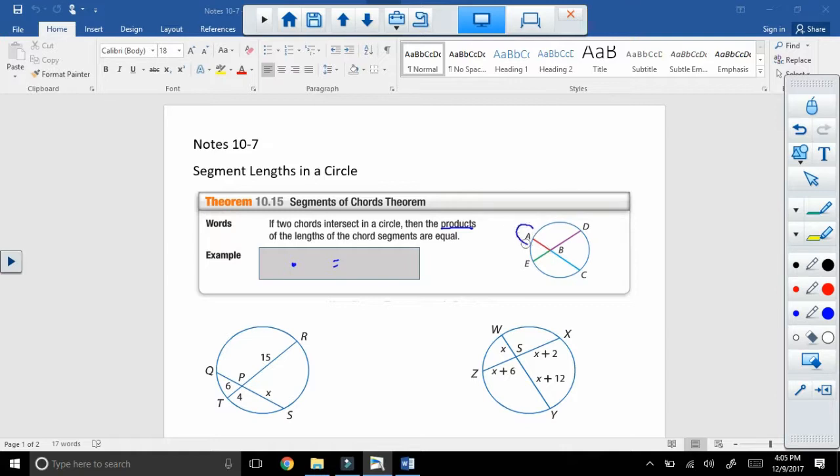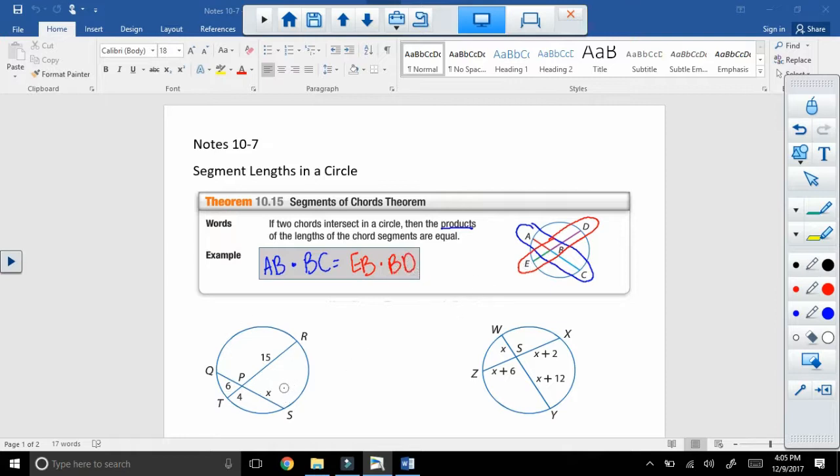So you're going to look at one chord and multiply its two parts together. So in this case, AB times the length of BC is going to equal, for this chord, those two pieces multiplied together, EB times BD.